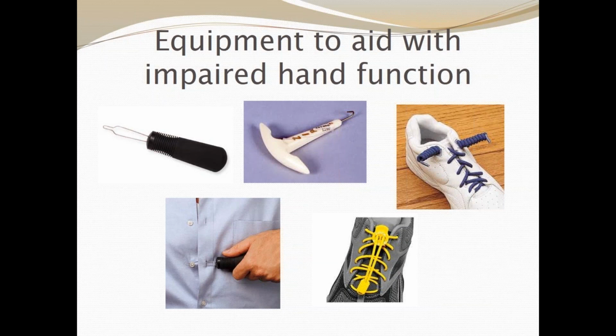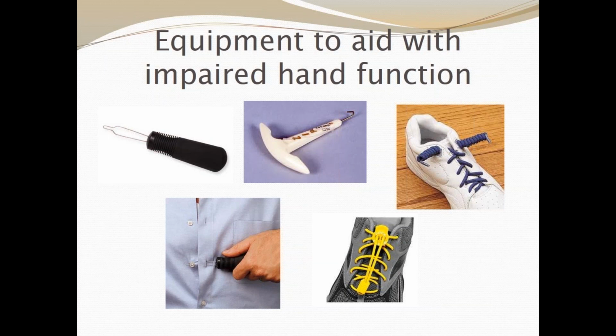And then on the top middle, that is a zipper pull, and so you would use the hook on the end of it to latch the hole in the zipper, and then you could use your whole hand or the gross strength in your upper extremity to zip the zipper rather than having to hold it with your fingers and pull it up. And then there's some adaptive laces on the screen.